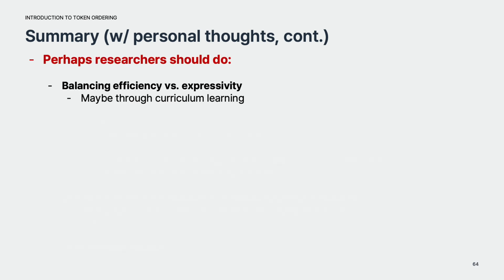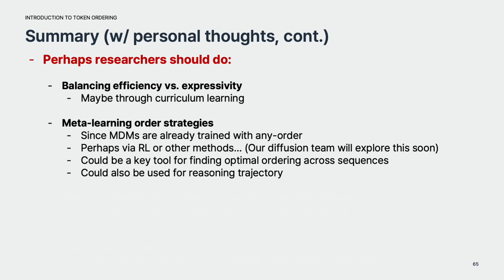So what should researchers like us do? Well, first we need to balance efficiency and expressivity. Maybe curriculum learning is the way to handle that trade-off. Second, we should explore meta-learning strategies for ordering. Since MDMs are already trained to handle any order, maybe reinforcement learning or some other method could help us actually discover the best ordering strategies across different sequences. And this could even help us to trace how the model reasons step by step.